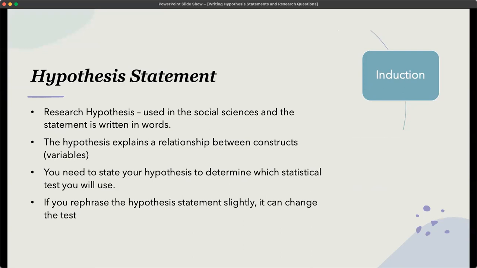So you do have to be careful if you're talking about what you're testing with other people, or you're asking for advice on which test to use, that you don't change the wording of your hypothesis statement. Also, the variable of interest will control the hypothesis.